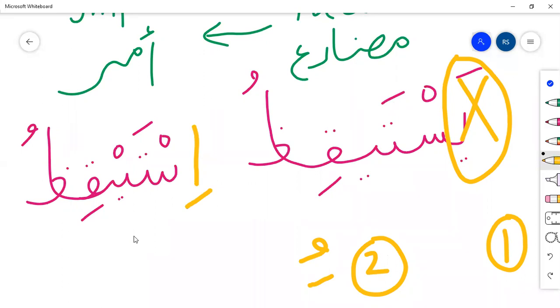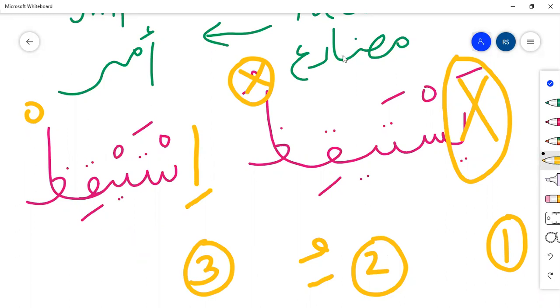Now the last step is to remove the last vowel and give it sukoon. So we will write sukoon here. So these are the three steps that we use to convert a present tense into imperative tense, fi'l muzari into amr. Okay, if anyone has any question, she can ask me. Any issue, any problem, anything, you have time.